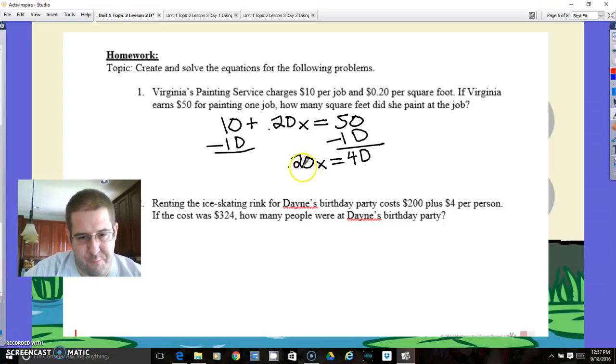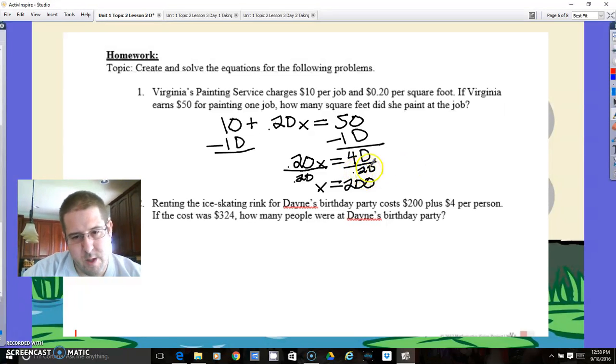And let's see, this is 5 square feet per dollar. 5 times 40 makes 200 square feet. Now, you could have just used division, but I just found a different way of solving it. Divide both sides by 0.20. Go ahead and use a calculator if you want. 40 divided by 0.20 is 200. So 5 of these in 1. 5 times 40 is 200.